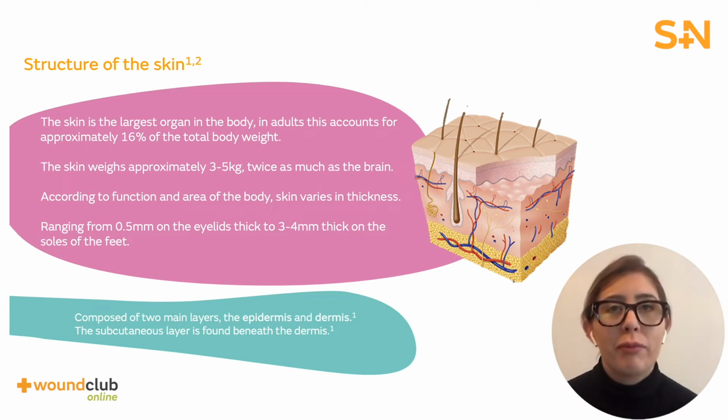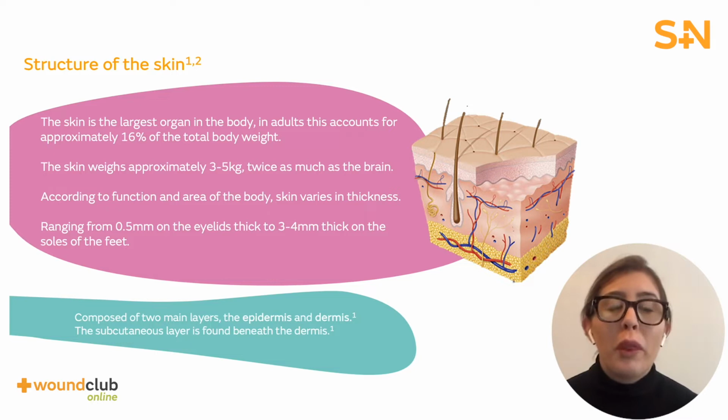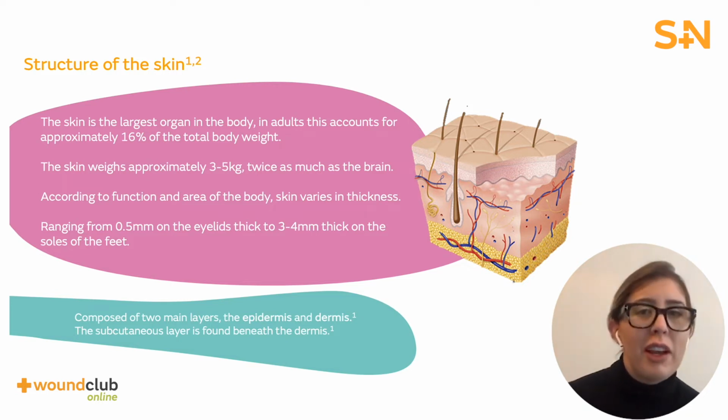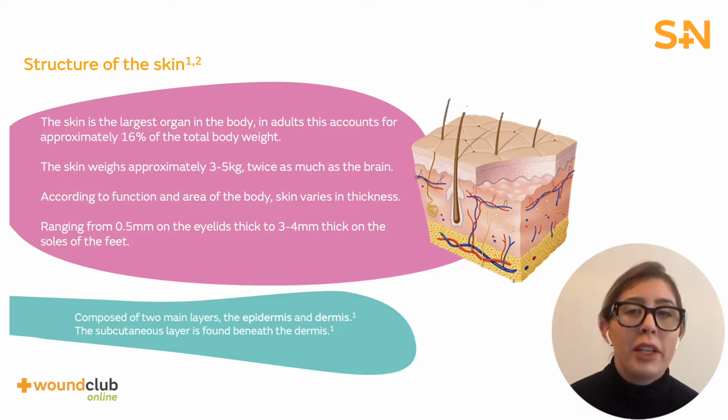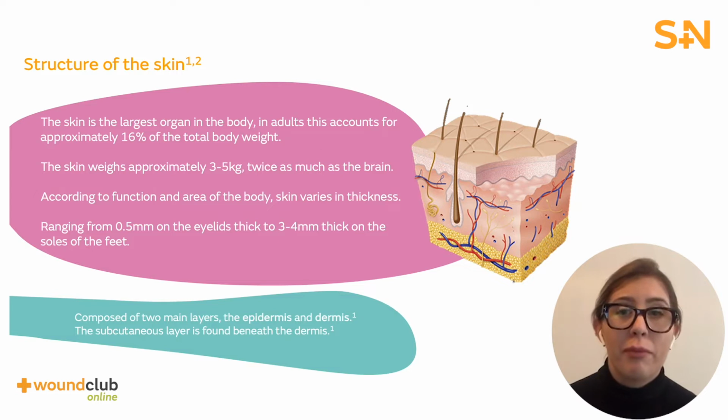The skin is huge. It's the largest organ of the body, contributing to around 16% of our whole body weight. Which I don't know about you, but when I found that out, I found it quite surprising. With a weight of approximately 3 kilograms, which is twice as much as our brain, and with a thickness of 0.5 to 4 millimeters, which obviously varies on age and area, it manages to cover our entire body and protect it. So it's our responsibility to take care of our skin as much as our skin takes care of us. To do this, we need to understand the structure.